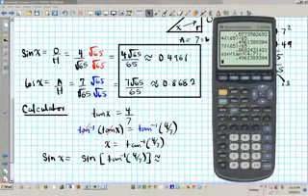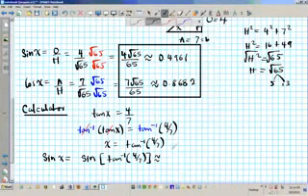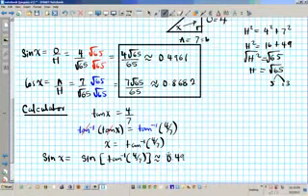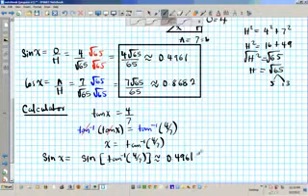So we have 0.4961, which is exactly what we have out there. So our answer is correct. This one checks out. All right, let's do the next one.